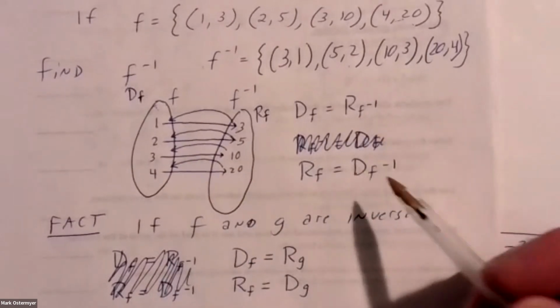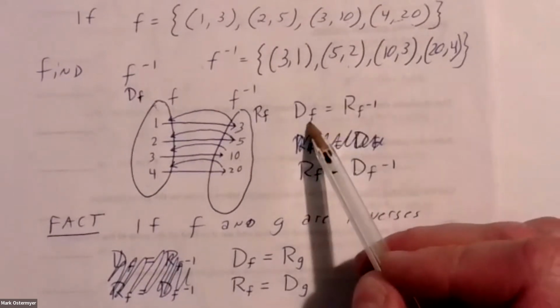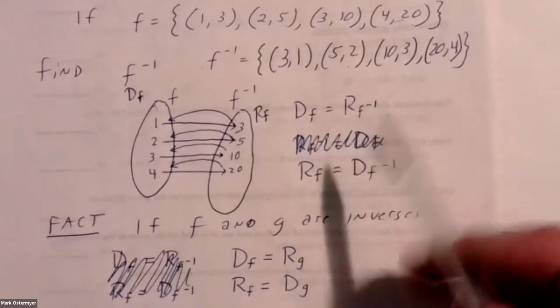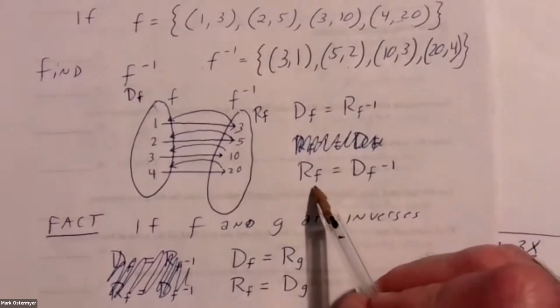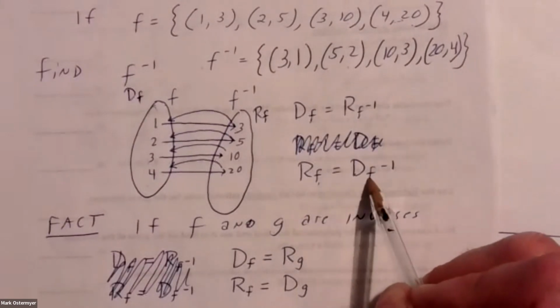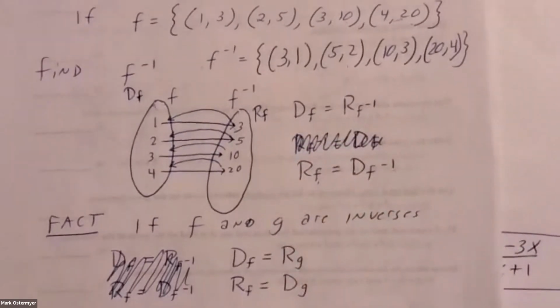Notice what happens with the relationship between the domains and ranges of the function and its inverse. As it turns out, the domain of function f is equal to the range of the inverse function. And the range of function f is equal to the domain of the inverse function. So the domains and ranges interchange roles between a function and its inverse.